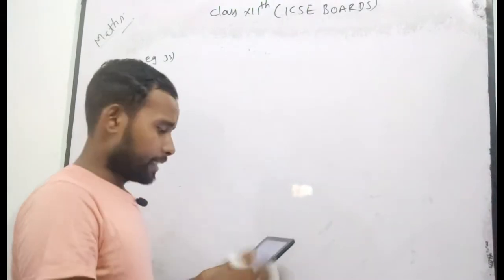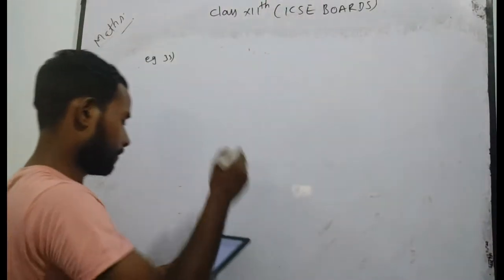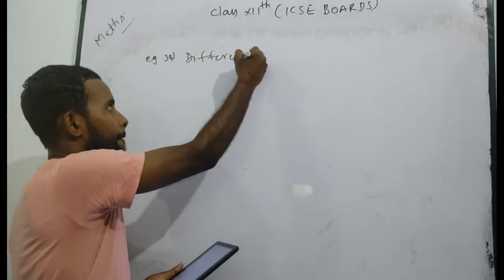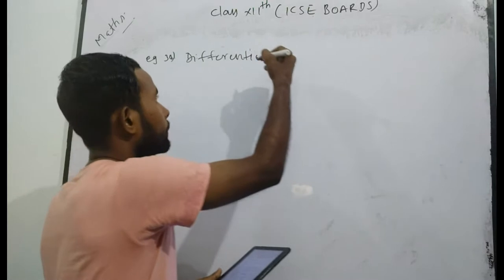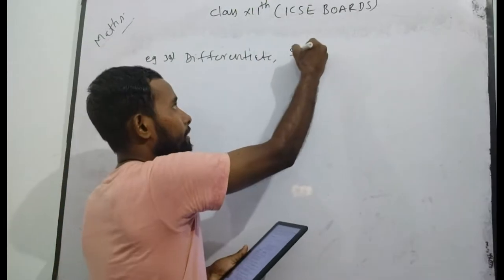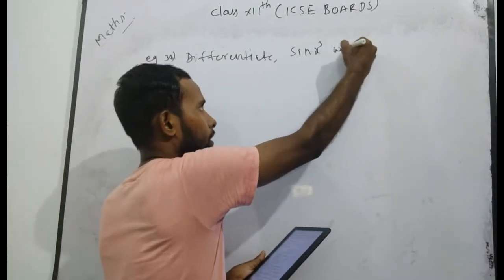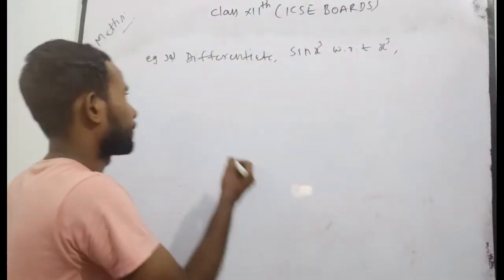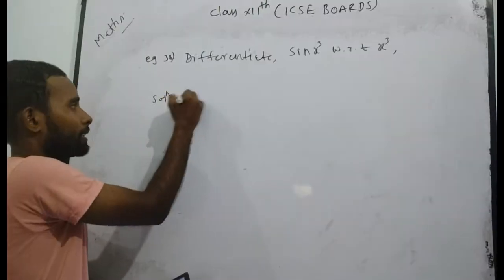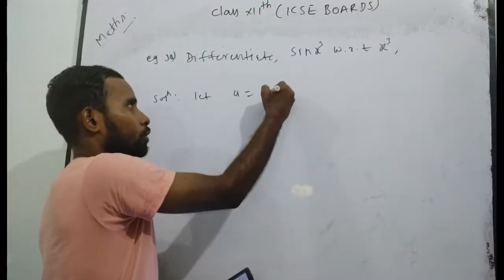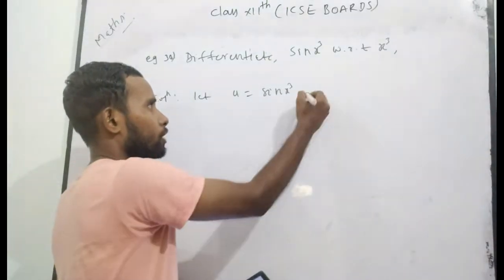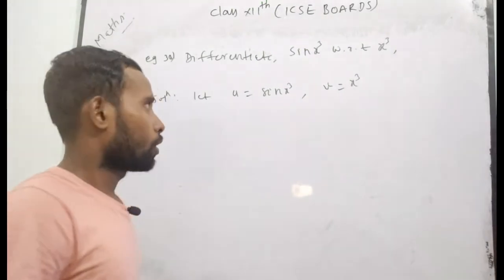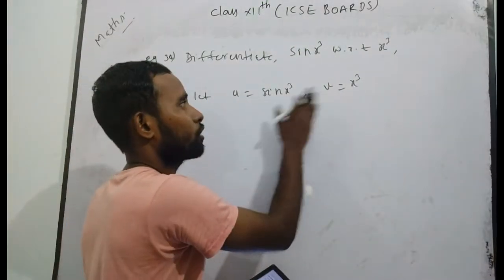Differentiate, see here, it has told you to differentiate sin x cube with respect to x cube. That means firstly you have to solve, let u be equal to sin x cube and v be equal to x cube. Now u is equal to sin x cube and v is equal to x cube.